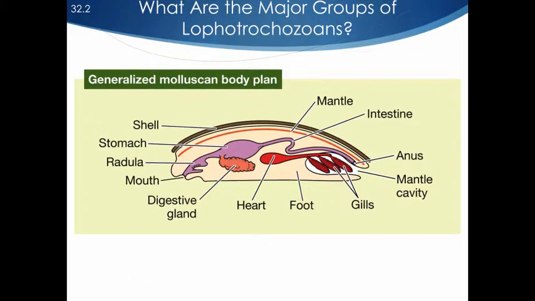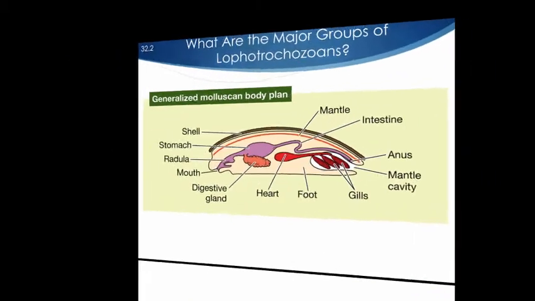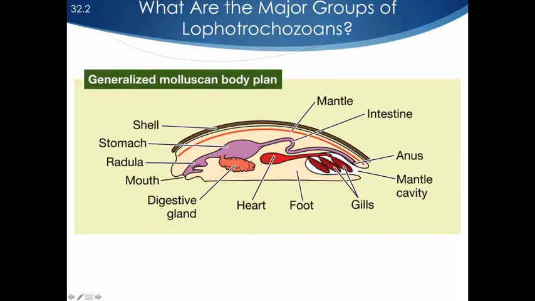So here's a picture of it, and this is a generalized molluscan body plan. At the bottom we see the foot, and this is the heart, the digestive glands, and this would be your digestive tract over here. Your mantle is highlighted in orange. The mantle is not the actual shell. The mantle secretes the shell, but it's not the actual shell. This would be your visceral area, and this is your mantle on top and your foot on the bottom. So it's kind of like a sandwich.